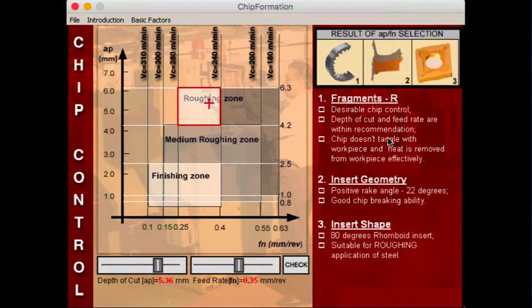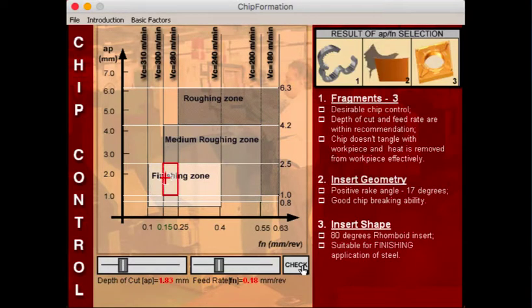So I see visually information as pictures and information as textual points listed on the right side of the screen. So if I enter a different zone of this graph, I will see different information.